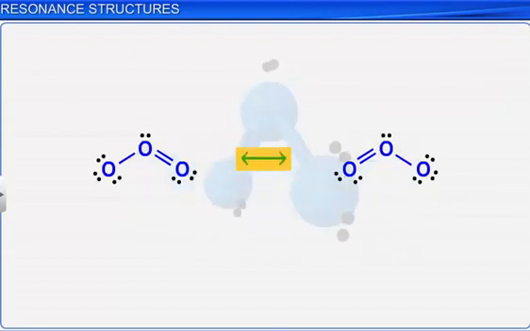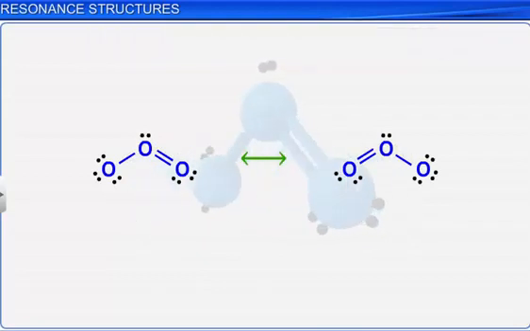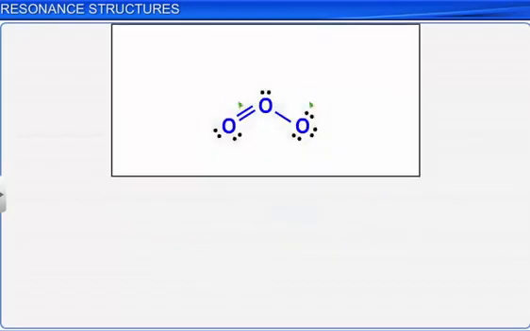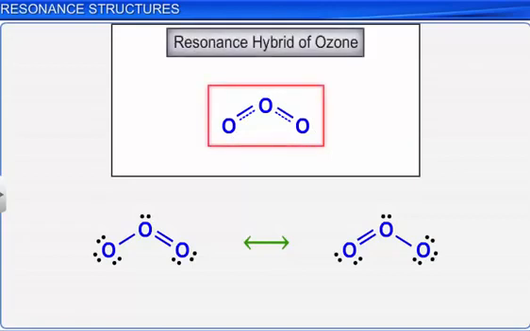It is important to note that there is no equilibrium between the canonical forms. All the canonical structures have similar energy and the same arrangement of atomic nuclei, but differ in the arrangement of electrons. However, the molecule never actually has the structure of any of the canonical forms at any point of time. The actual structure of a molecule is a hybrid of all resonance structures possible. It is called a resonance hybrid.